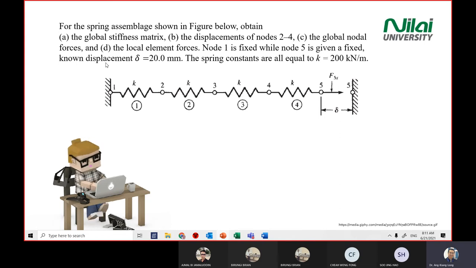Okay. You're given point 1 and point 5 is a fixed point, meaning point 1 and point 5 are fixed points. And this displacement, point 5, when it's subject to capital F sub 5x here in x direction, it will move from here and then connect to here. Right, the displacement given is 20 mm. So be careful on the unit here. It's important that you know how to convert the unit into the common SI unit. Okay, the spring constant is given. So it's 200 kilonewton per meter for all the springs.